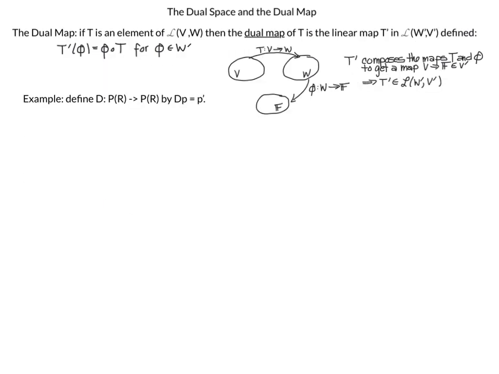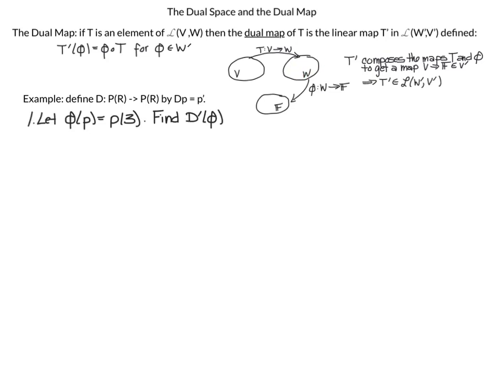Now's a good time for some examples. I have our definition of the dual map here as well as our drawing for your reference. For our transformation from V to W, we're going to use D as our transformation to go from the space of polynomials to the space of polynomials. We'll define D as taking a polynomial and mapping it to its derivative. So D goes from some polynomial to its derivative, also a polynomial.